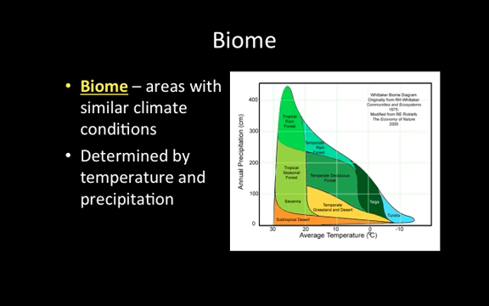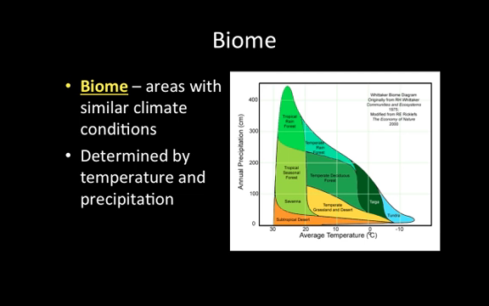And these climax communities are also called biomes. And biomes are areas with similar climate conditions. So we have many different biomes, many different varieties of climax community that are determined by temperature and precipitation. By looking at the graph on the right, we can see that precipitation and temperature have a very large impact on what biome and climax community you will find in a particular geographic region.